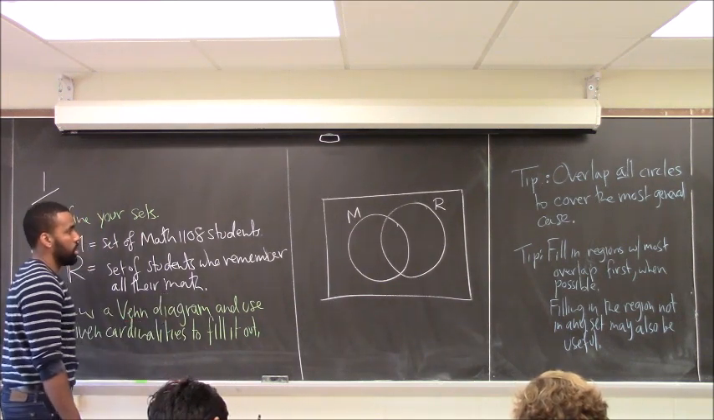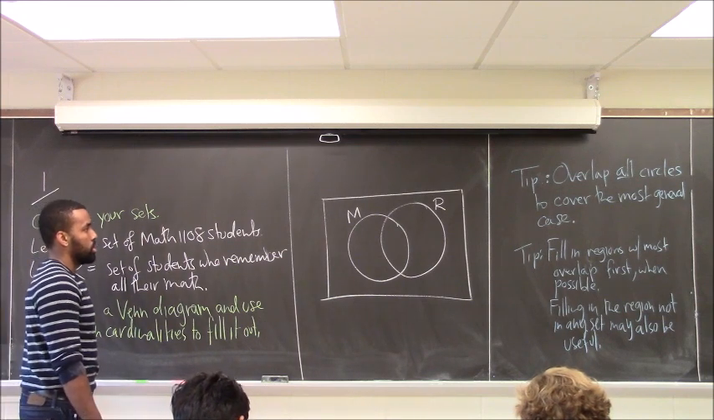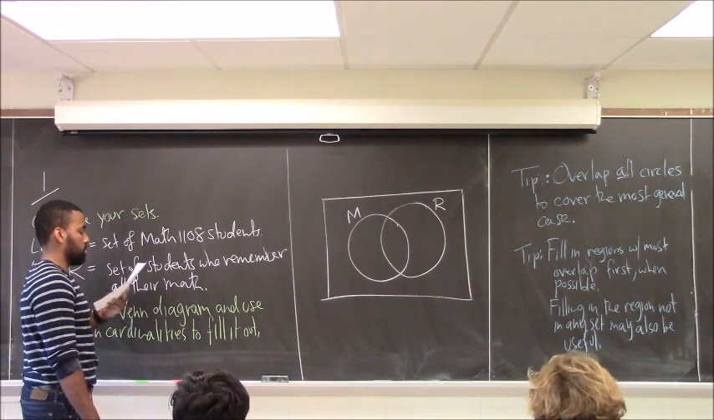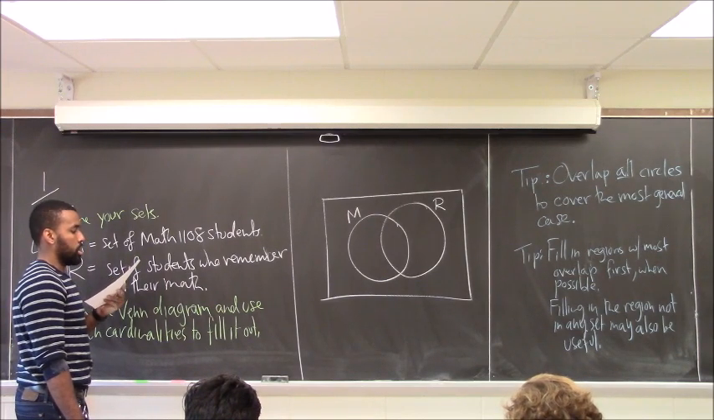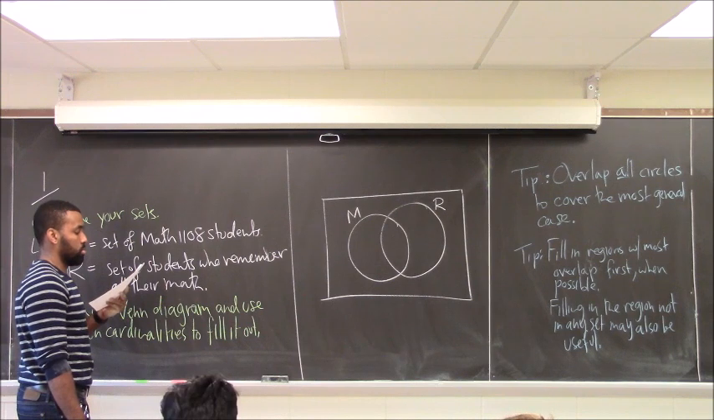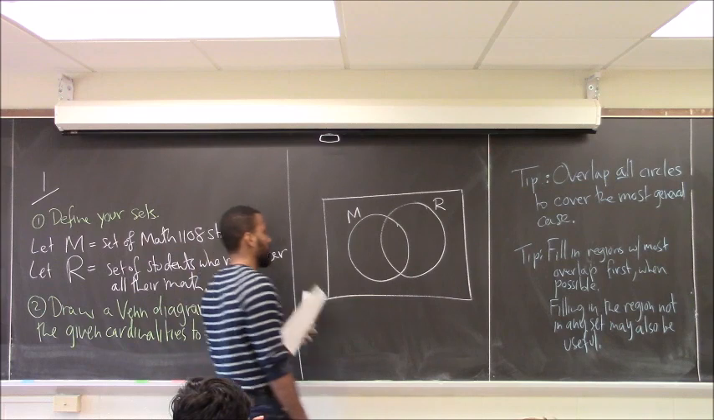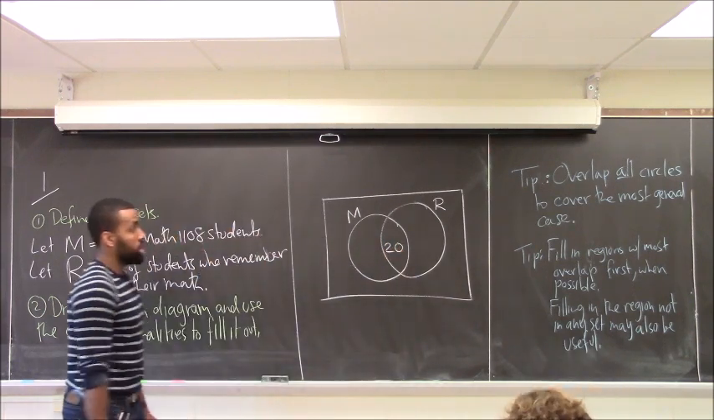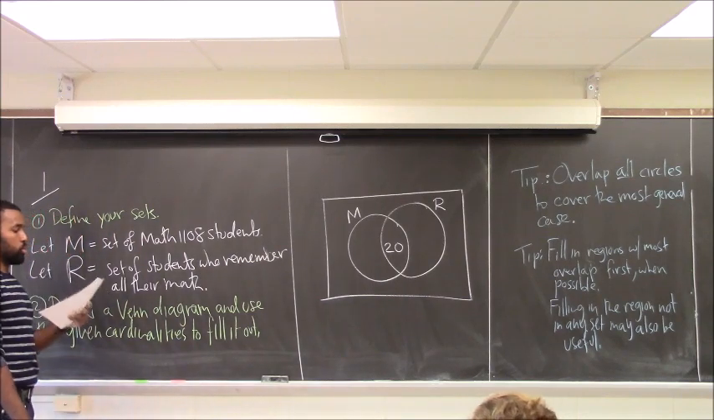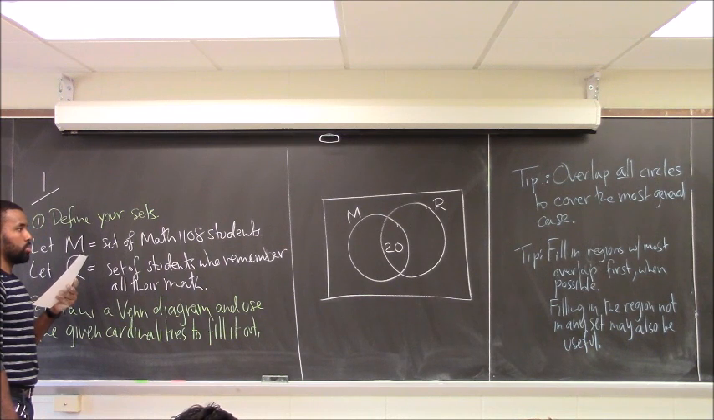So what do we want to target here? What do I know about the overlap? It's 20. In Math 1108, 20 of them remember all the math they've ever done. So that's in Math 1108 and you remember. There are 20 such people in this school. What else do we now know? So that's the region of the most overlap.